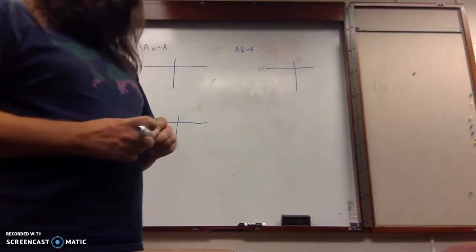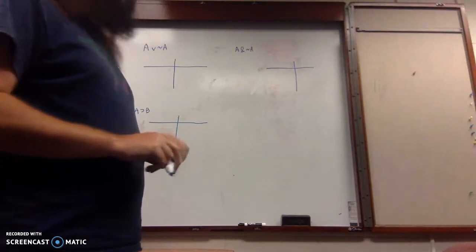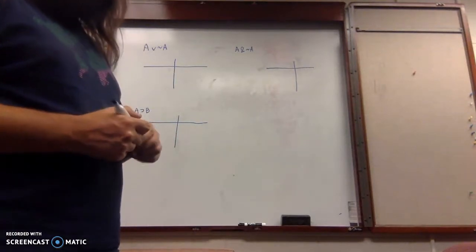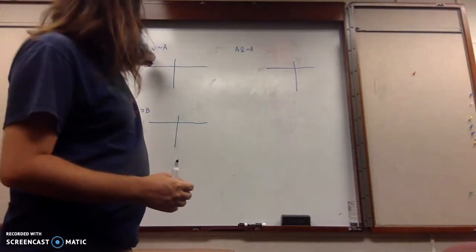I'm just making this video to show you guys how to prove that a statement is a tautology or contingent or contradictory using truth tables. So first we're going to start with this disjunction.